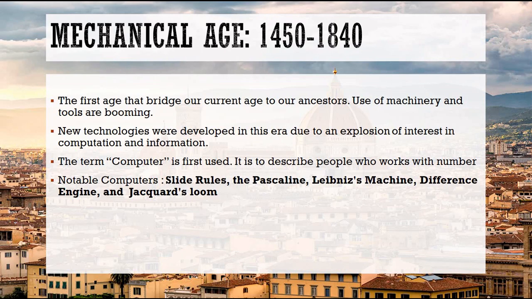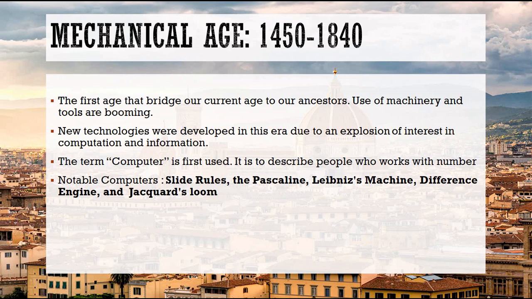The mechanical age is between 1450 and 1840. Several machines were invented. The mechanical age is the first age that bridged our current age to our ancestors. Use of machinery and tools was booming. New technologies were developed in this era due to an explosion of interest in computation and information. In this era, the term computer was first used. It was used to describe people who work with numbers.